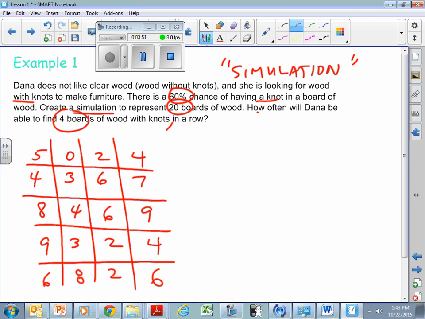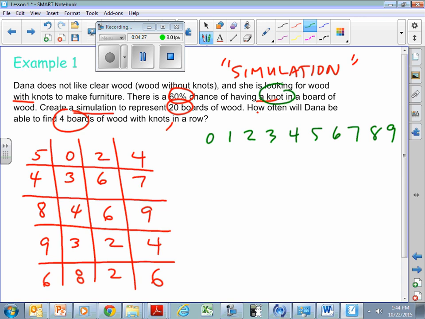There are 5 rows. Rows go across, columns come down. After you have your rows and columns, you write out the numbers 0 to 9: 0, 1, 2, 3, 4, 5, 6, 7, 8, 9. You're doing this in a simulation. They'll probably have 2 of these, but because they're so easy, they can't really do that many more. So here's what they're saying. There is a 60% chance of having a knot in the board.